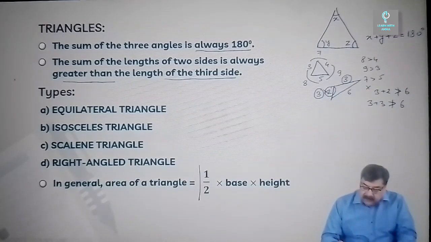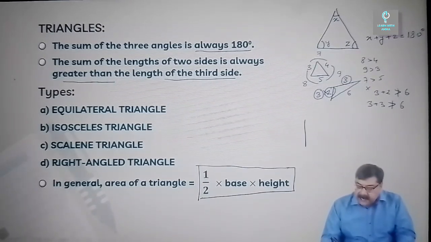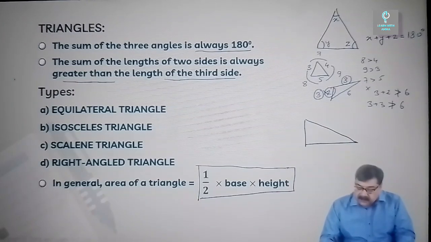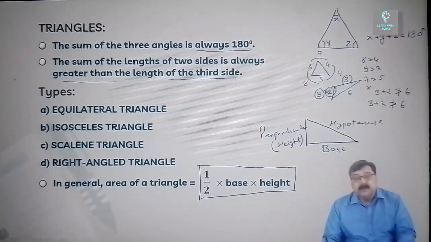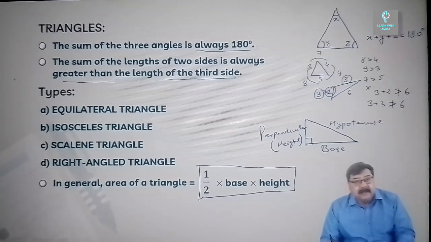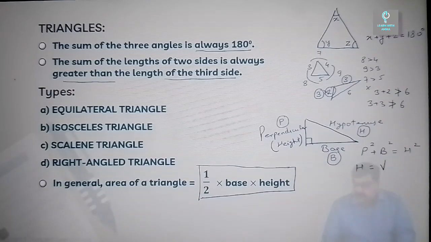In general, the area of a triangle can be defined as half into base into height. So if it is a right angle triangle, let us say this is called the perpendicular, or the height. This is base, and this shall be termed as hypotenuse. If perpendicular is represented by P, hypotenuse by H, and base by B, then P square plus B square equals H square, or H equals square root of P square plus B square.